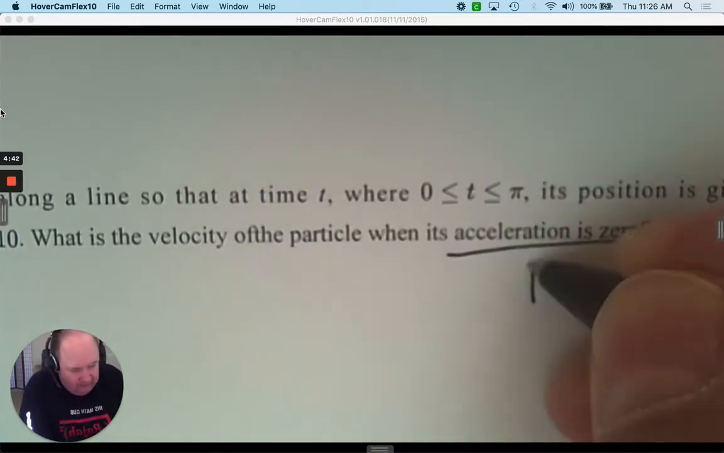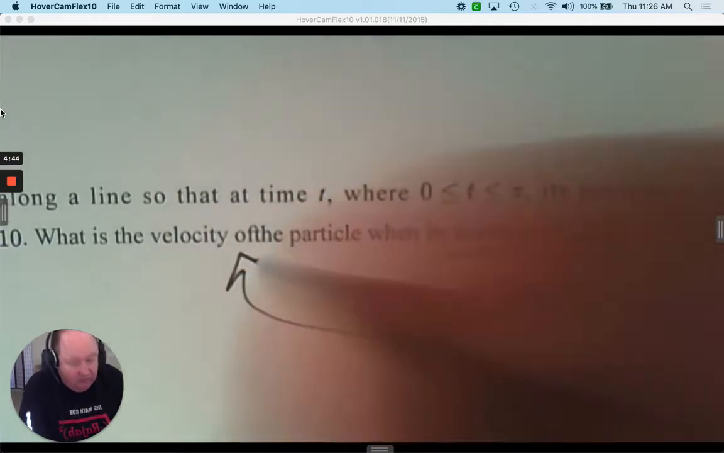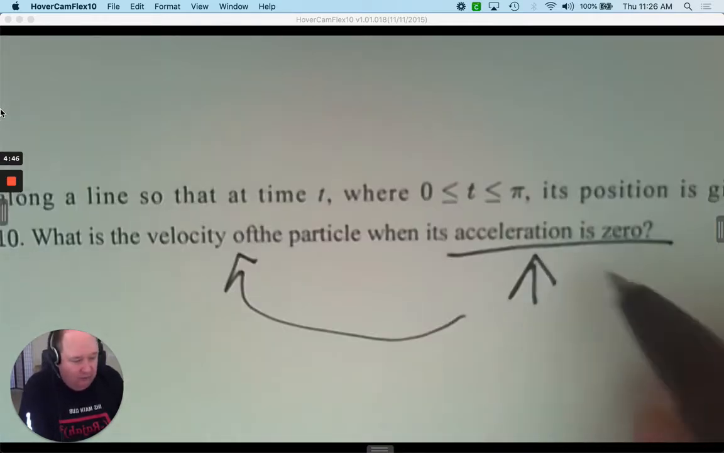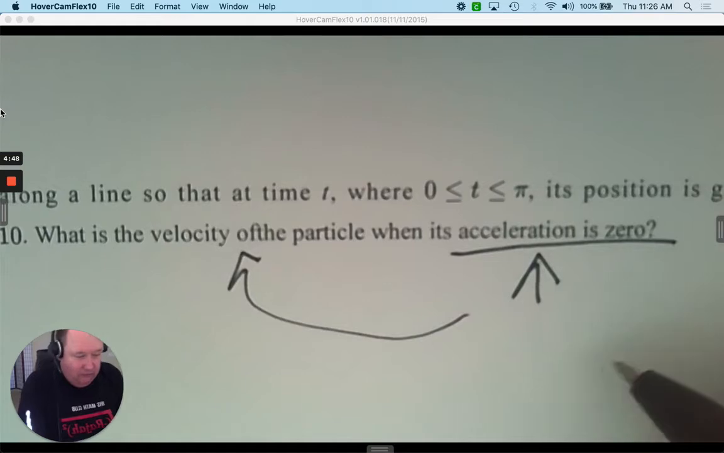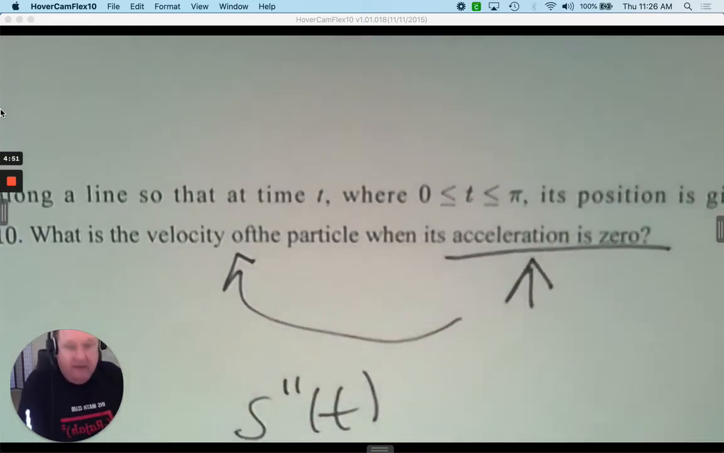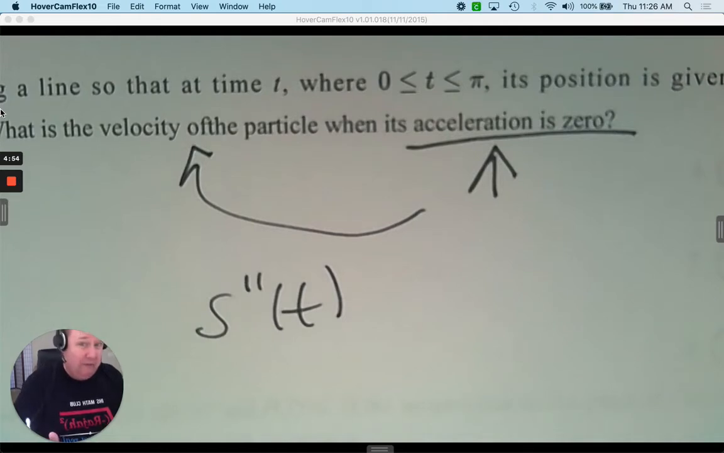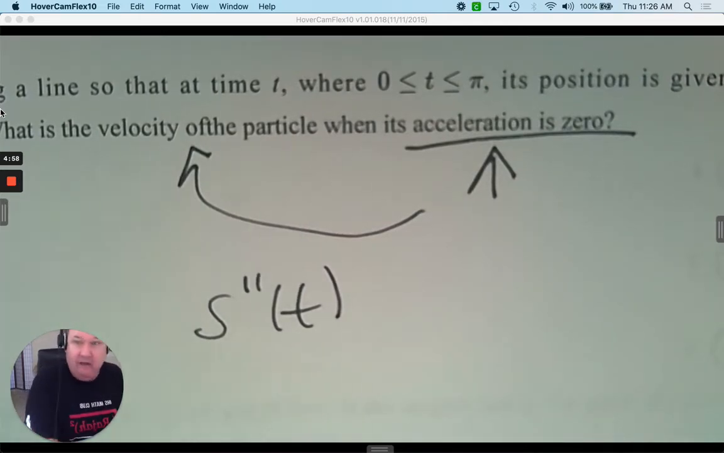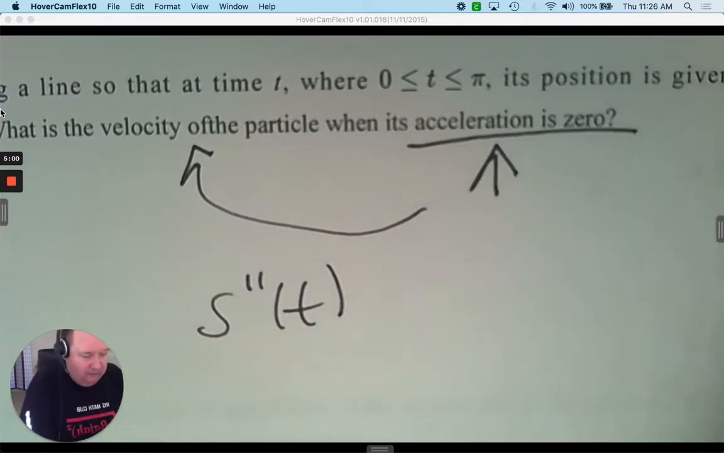So we actually have to start here and then work back to here. So when is the acceleration 0? What's the connection to position? And so the answer is I have to take the second derivative. So I'm going to show you where that button is. The second derivative of position is acceleration.